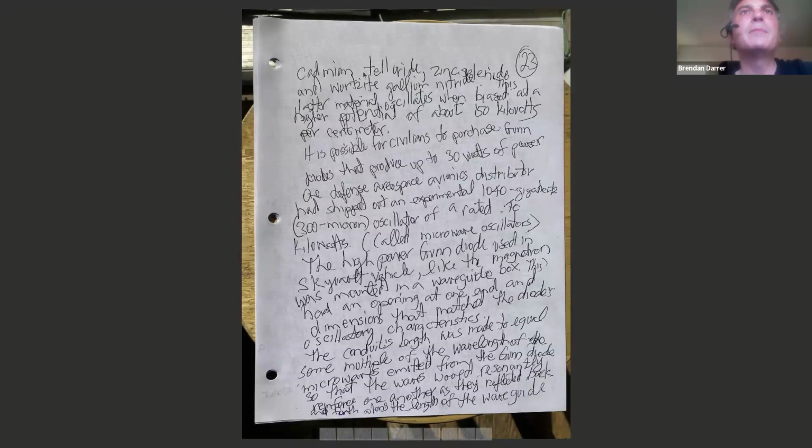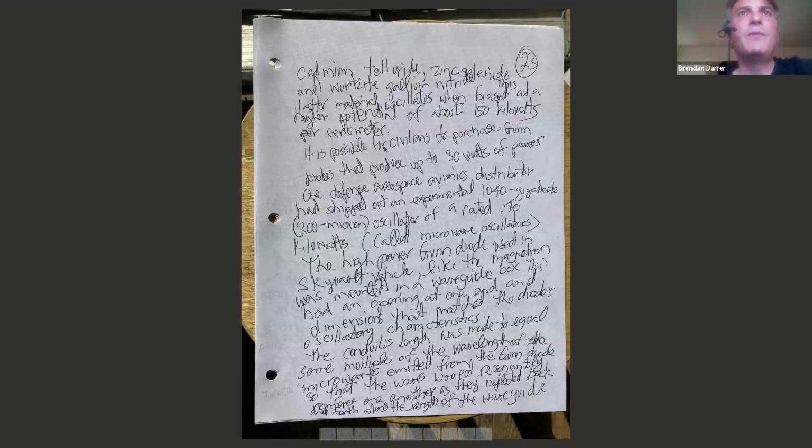Cadmium telluride, zinc selenide, and, what's that one there? I think wurtzite gallium nitride. The latter materials oscillate when biased at a higher potential of about 150 kilovolts per centimeter.